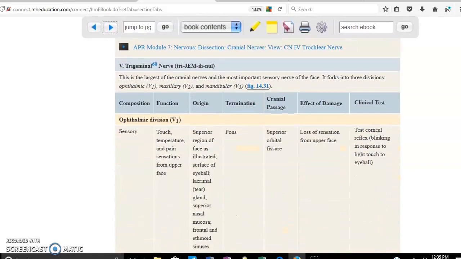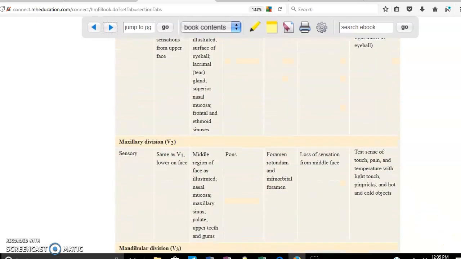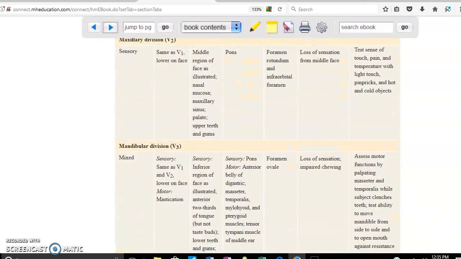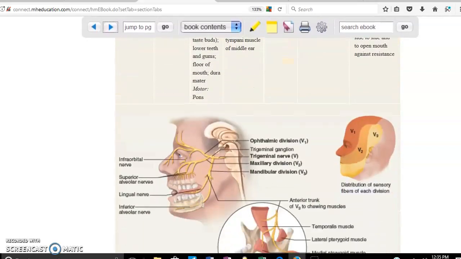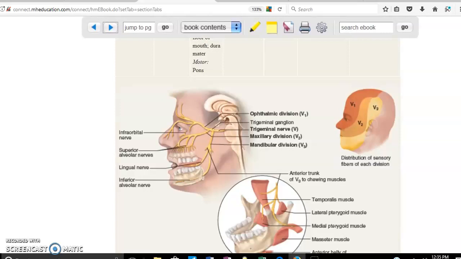Tri sounds like 3, because this nerve has actually 3 branches, as you can see here. Division 1 is ophthalmic. Division 2 is going to be maxillary, as you can see in there, and division 3 is going to be mandibular. So this nerve, trigeminal, is considered mixed. Why? Because you actually have pieces that are going to be sensory and pieces that are going to be motor.